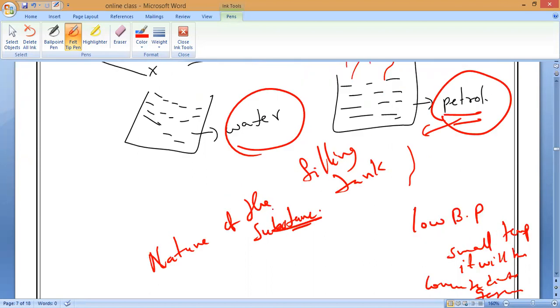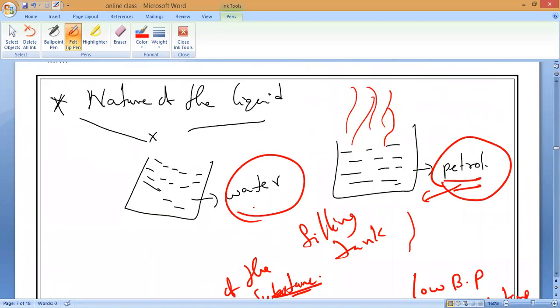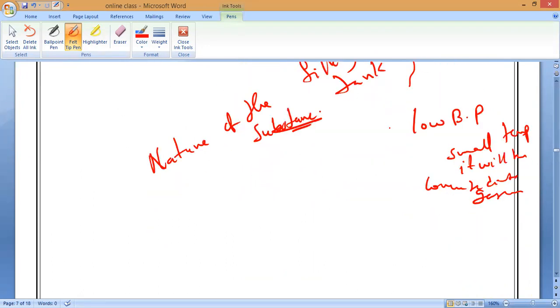Suppose I want to convert water into water vapor, is it an easy process or a long-term process? Not by heating, just the normal process. It will take a long time. But petrol evaporates easily. Why? Because substances which can easily change their state are called volatile substances.